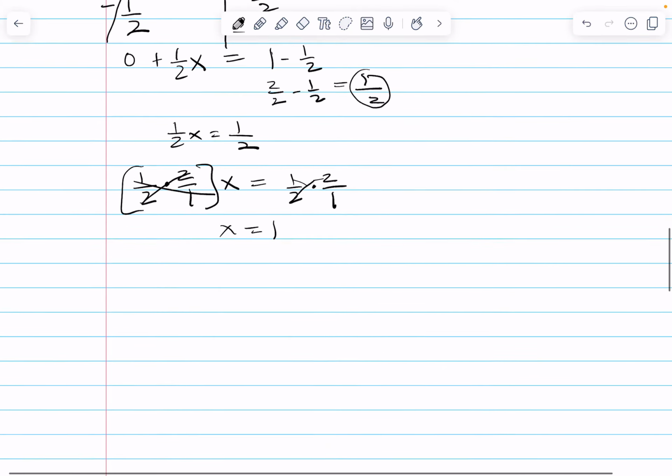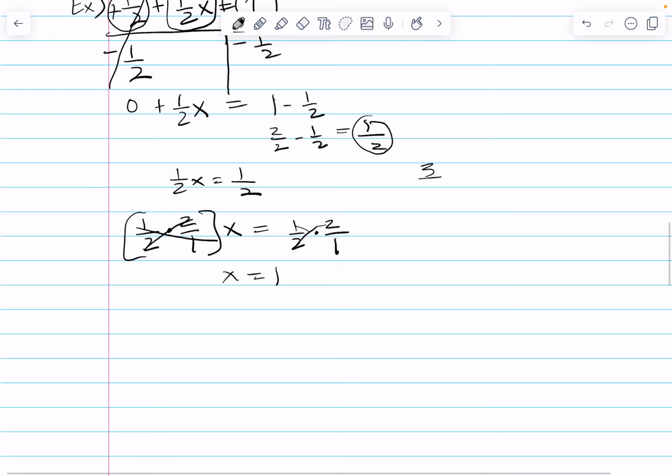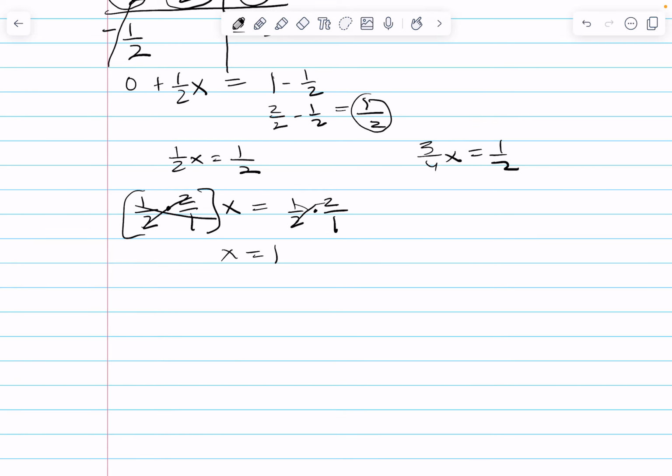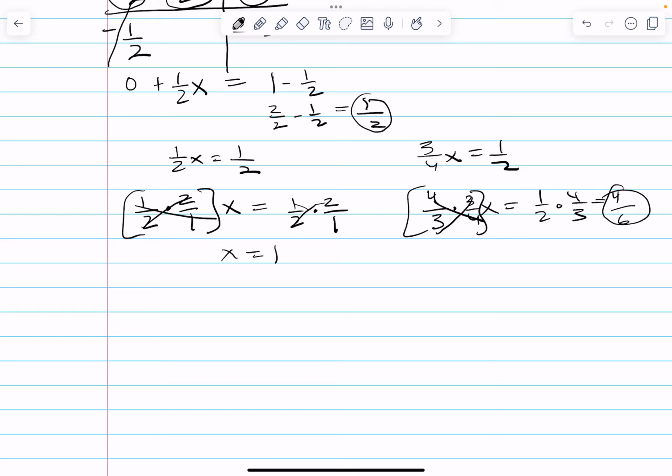So how to do this? Like, for example, if we had 3/4 x equals 1/2, you're just going to flip the numerator and denominator. So that's how you get rid of it. To get rid of it, we just flip. So now 4 is on the top and 3 is on the bottom. We're just going to multiply by 4 over 3, and you do the same to this. So now the answer is just 4 over 6, or 2/3 if you simplify it down.